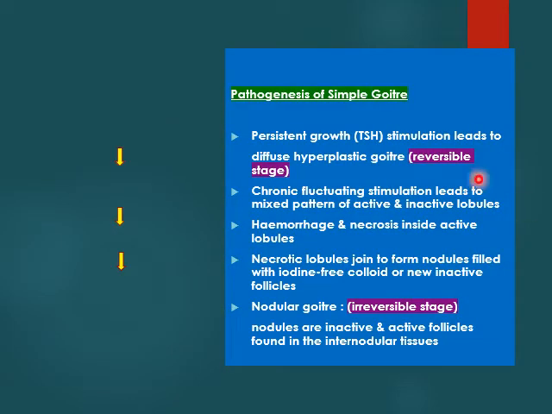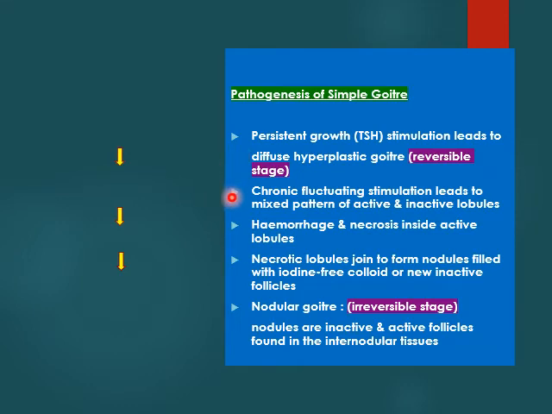Okay, now we come to the pathogenesis of simple goiter. How does simple goiter come about? As I said, there's persistent growth due to TSH stimulation of the thyroid gland. Initially, there's a diffuse hyperplastic enlargement of the gland, which is reversible.